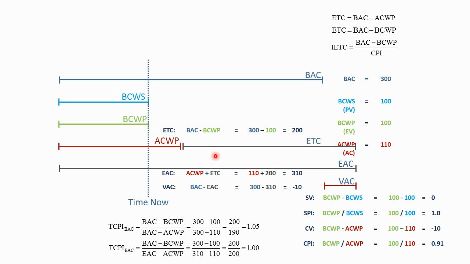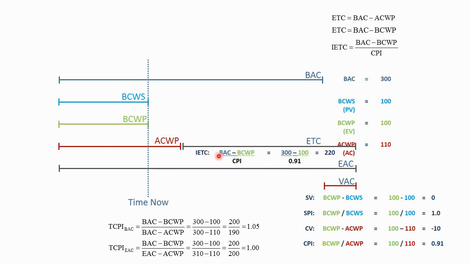Well, we'd recompute the ETC yet another way. So rather than just recompute the ETC based on the performance left, we'd still compute the performance left. The budget at completion minus the 100 hours of earned value taken to performance is 200 hours. But we divide that by the current cost performance index, 0.91. So 300 minus 100 is 200, divided by 0.91 is 220.